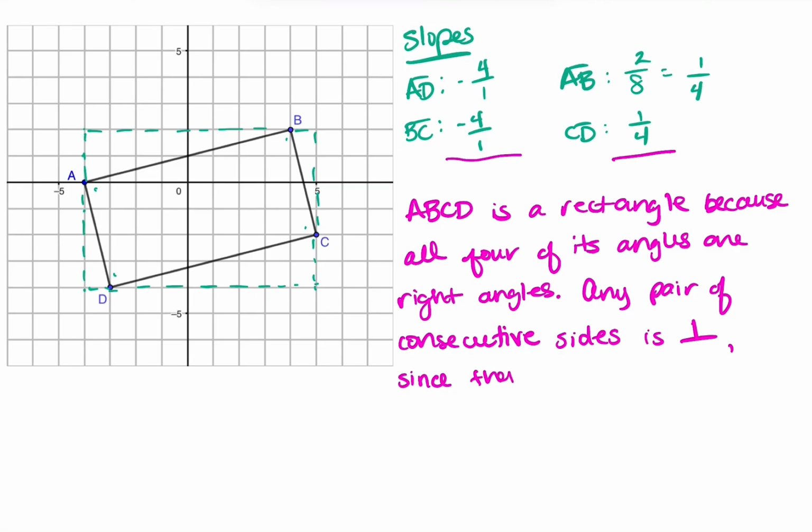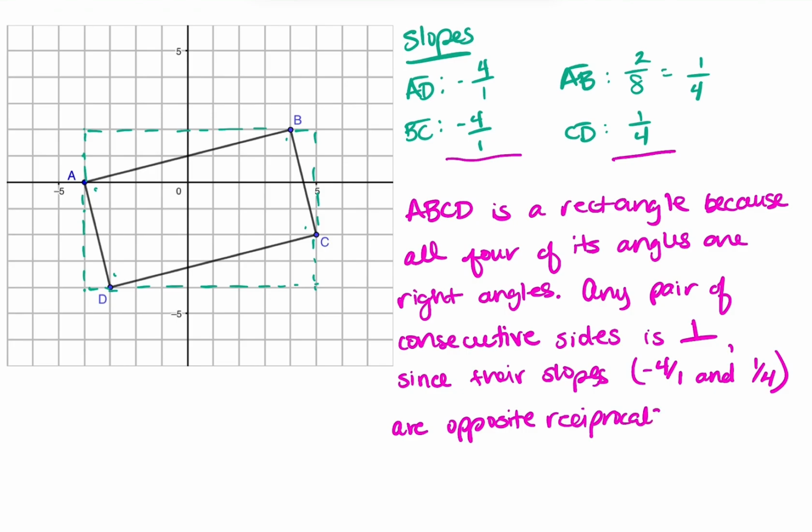since their slopes, and let's put this in parentheses, negative 4/1 and positive 1/4, are opposite reciprocals. So again, the key words that I really needed to include here for my rectangle proof is talking about there being right angles, how consecutive sides are perpendicular, because the slopes are opposite reciprocals.